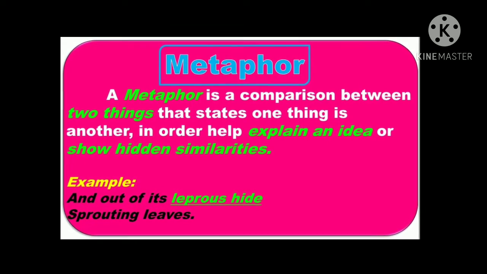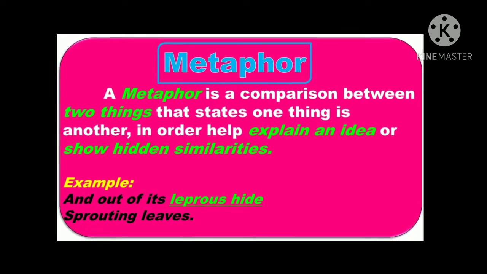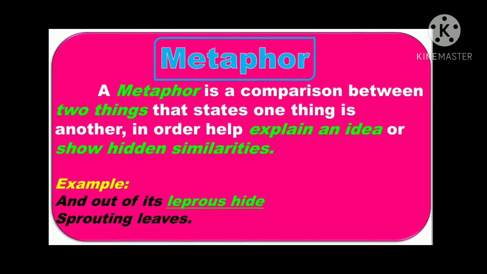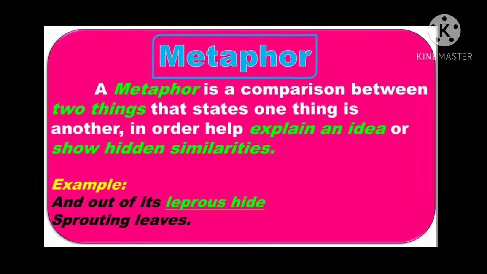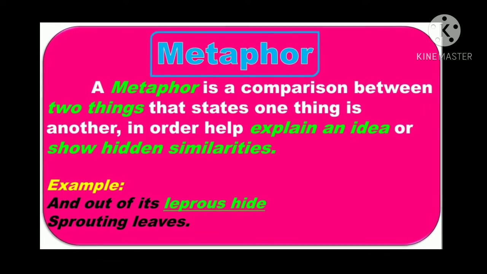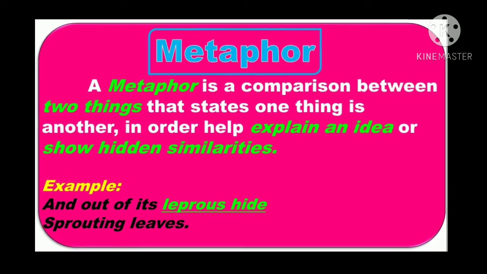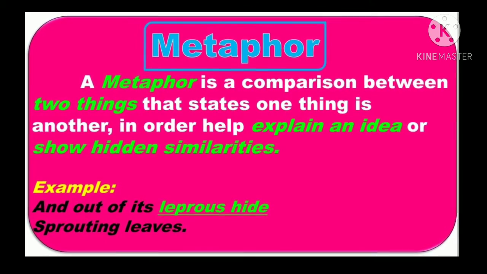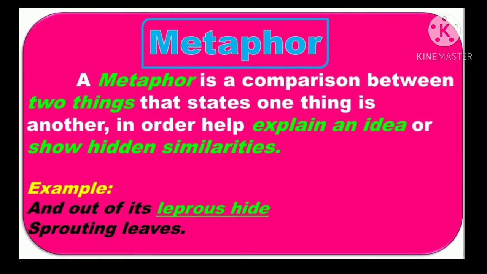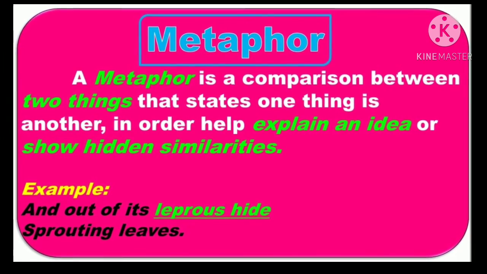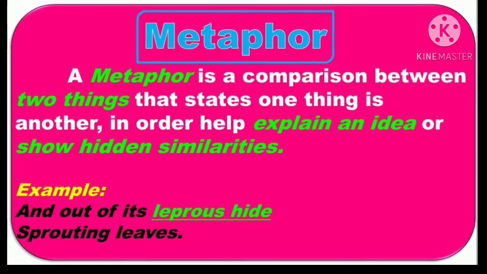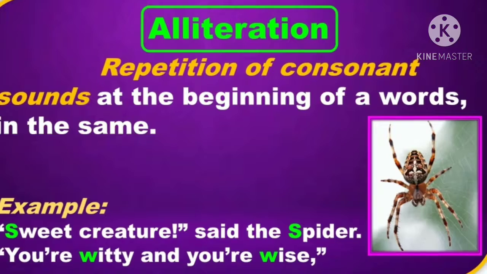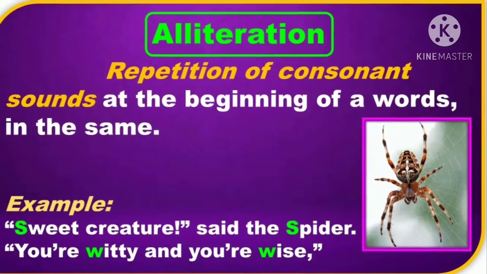Look at the example. And out of its leprous hide, sprouting leaves. Here, the poet has made the hidden comparison. Bark of the tree is compared to leprous hide. Here, leprous hide means skin of a leopard. So, the skin of a leopard is compared to the bark of a tree, that too in a hidden comparison way. Got it? Yes.